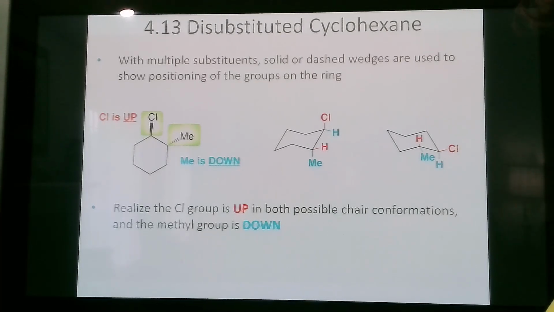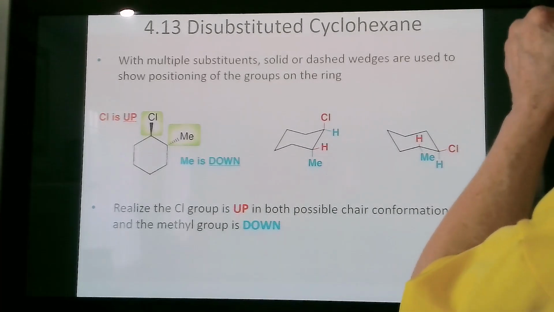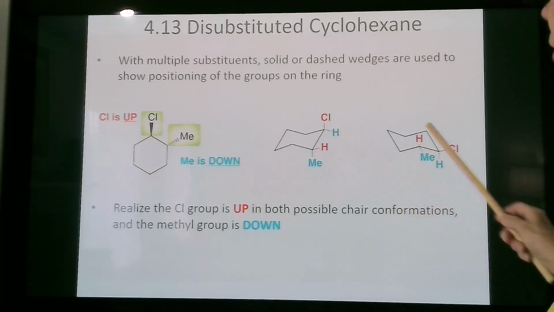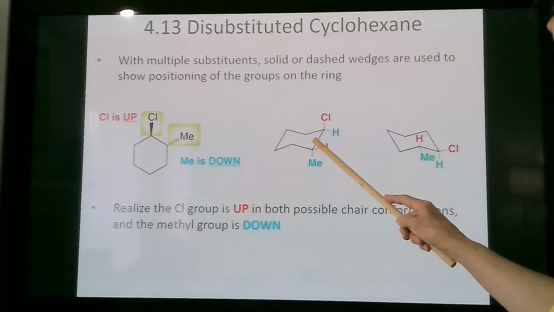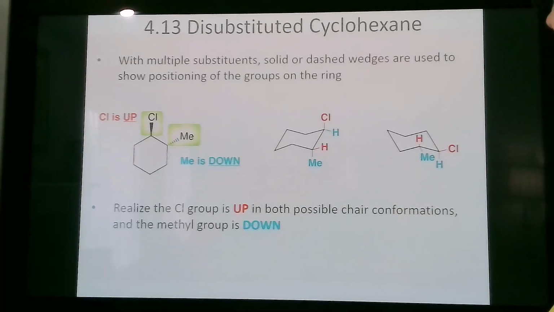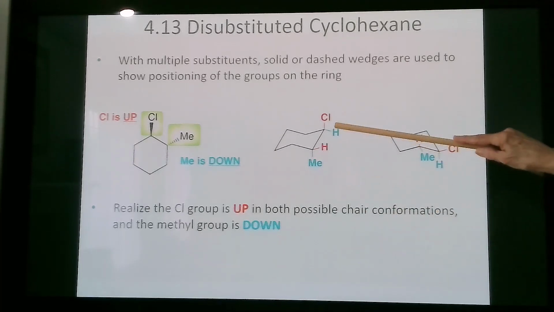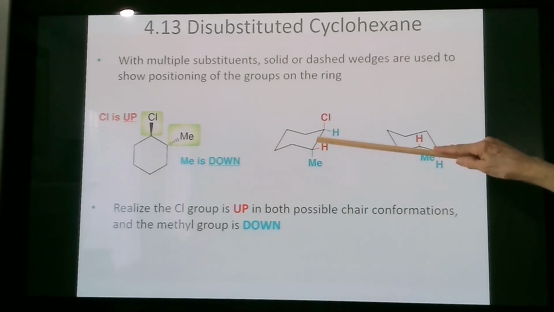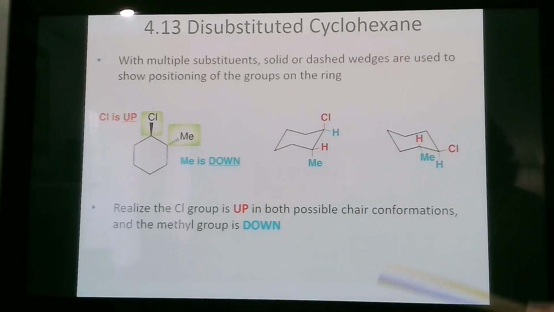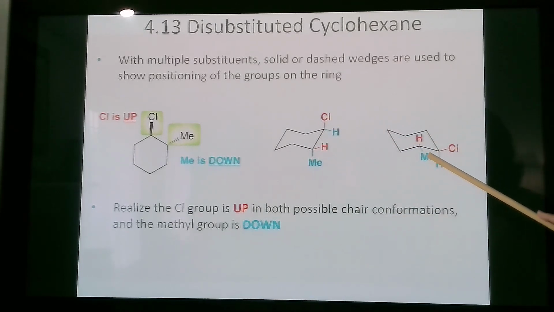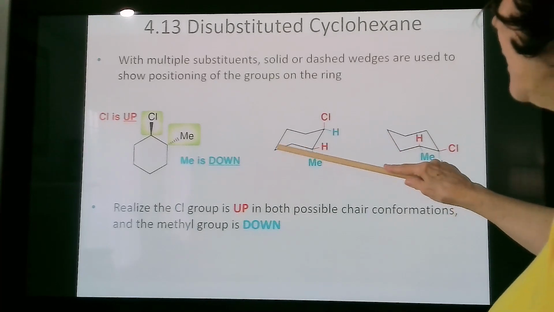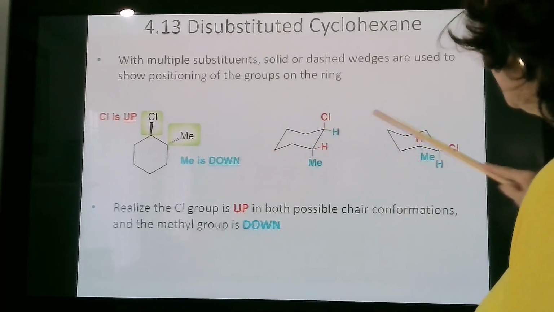So what they've done here is simply a ring flip. These two are exactly the same molecules. If you look at this, chloro is going up, methyl is going down. These are on opposite sides of the ring. And here, if you look at it, methyl is going down and chloro is still going up. These are on opposite sides of the ring. So these are the same molecule. It's just that they've done a ring flip. This carbon went up, this carbon went down.